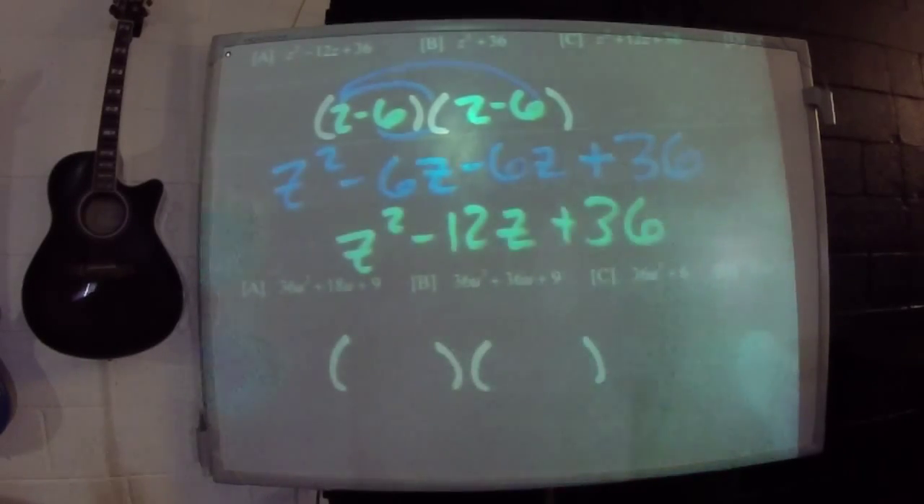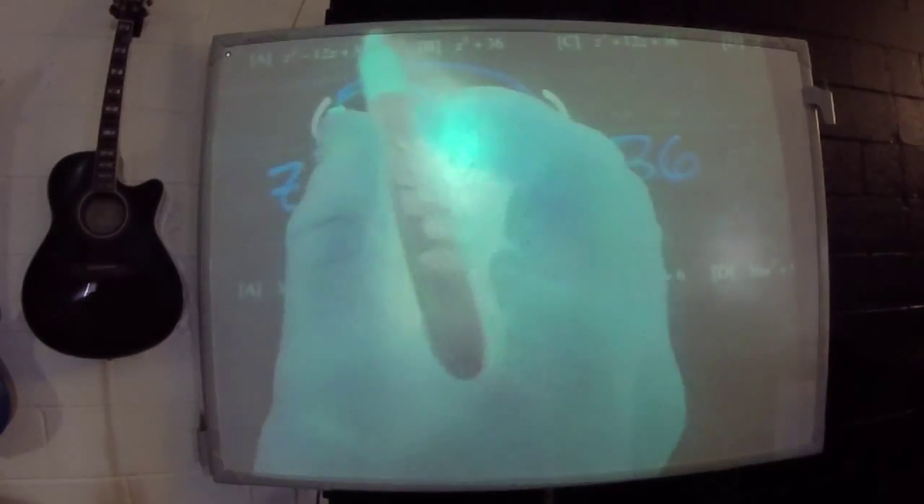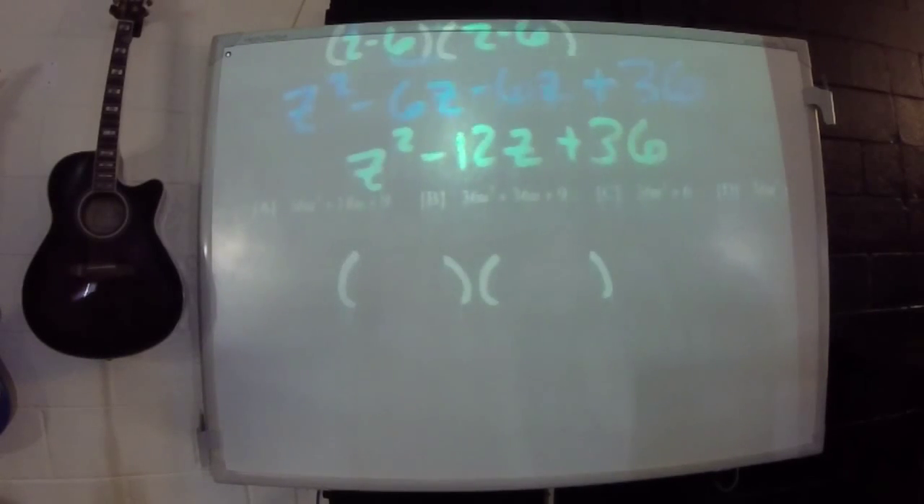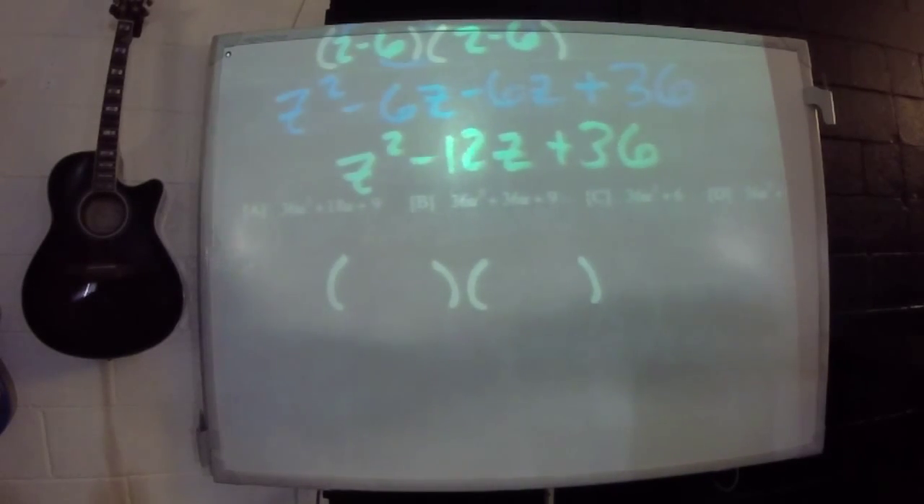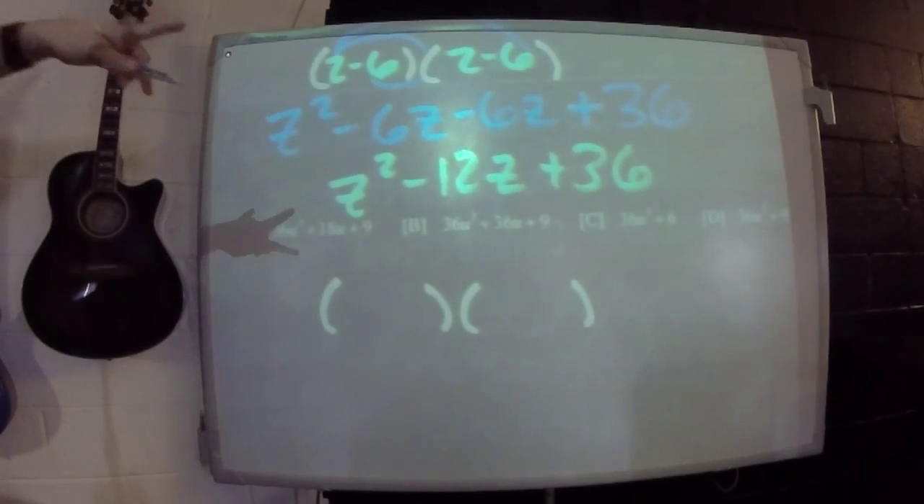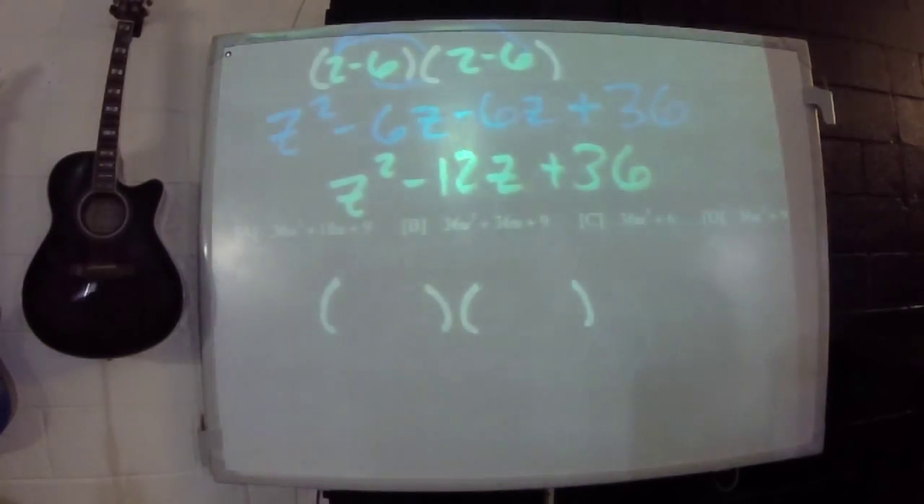Are you starting to see any pattern here? Are you kind of starting to see a pattern when you FOIL these out? What's happening? O and I always combine, and O and I are always the same. Look, O and I were both 10A's. O and I were both negative 6Z's. So keep that in mind. That might help speed up the process a little bit.